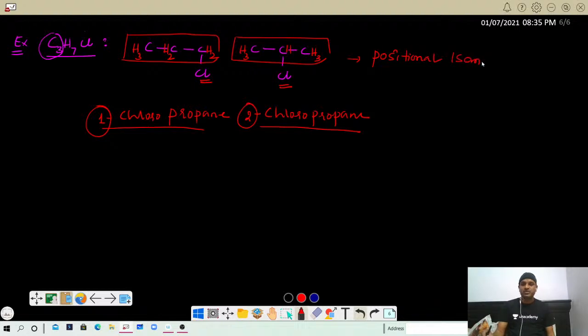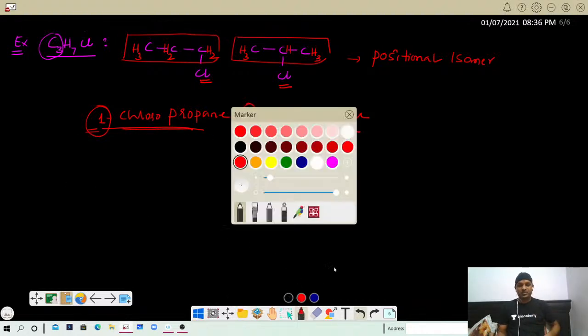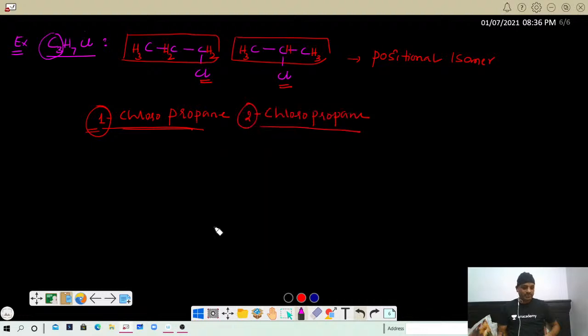Positional isomers. Of course, it is easy to identify whether the given isomers are positional or not. I give one trick here. We can differentiate with these positions. Okay, I'll give one more example. I want to use different pens because colors are very effective.